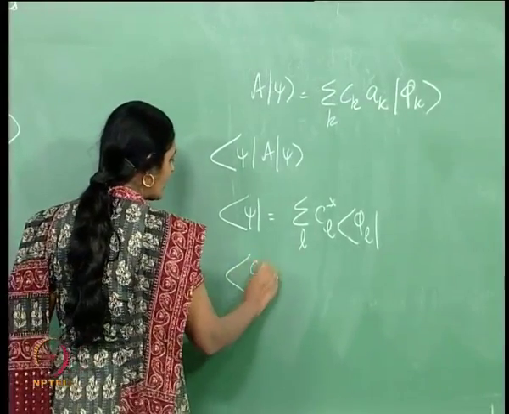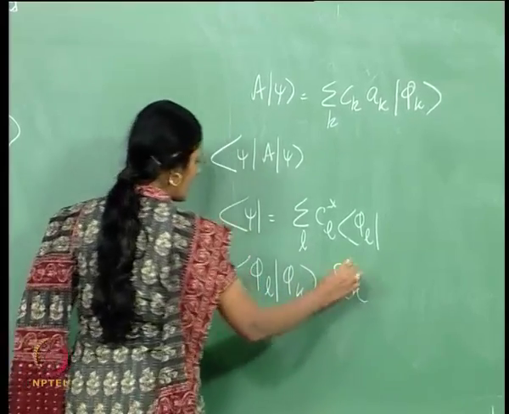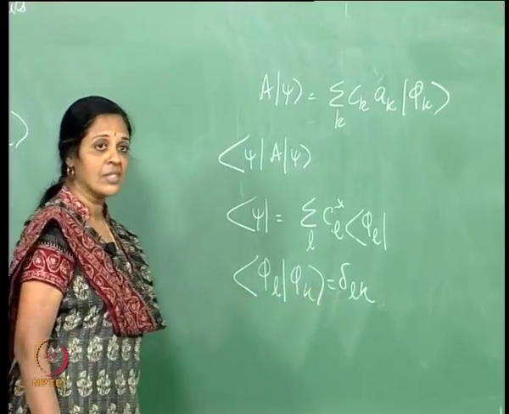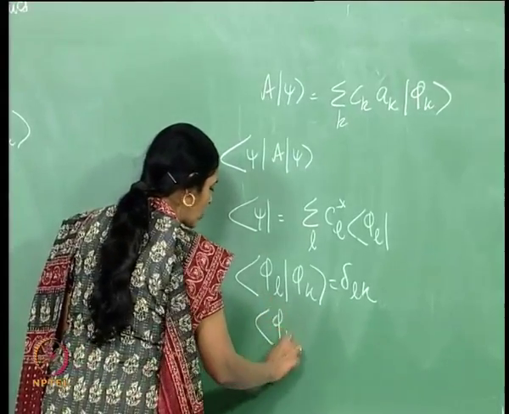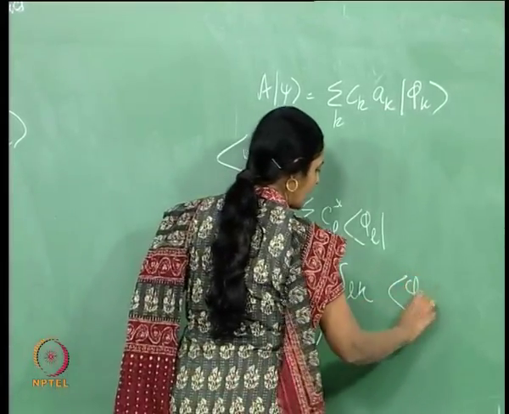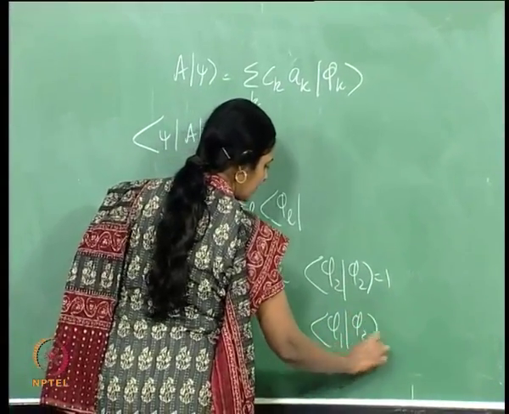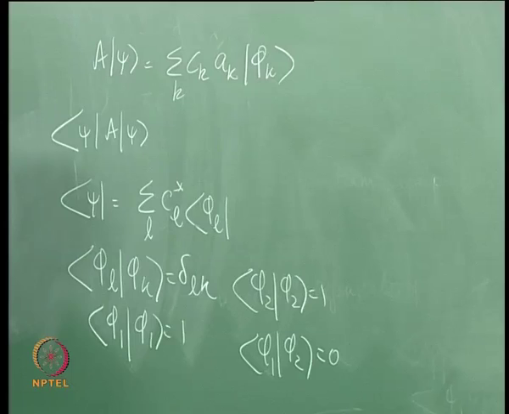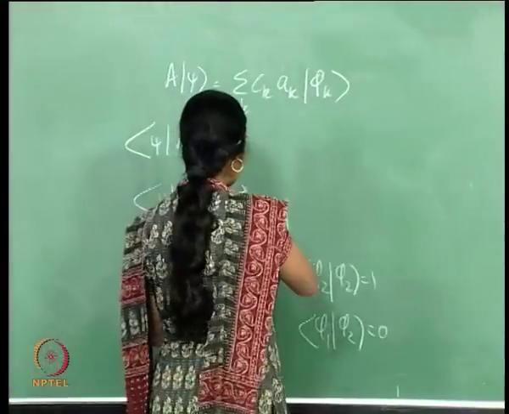I need to use the fact that this is an orthonormal basis. I can write the orthonormality condition as phi L phi K inner product is delta L K, where delta L K is a Kronecker delta. It means that when L is equal to K, say L is equal to 1, the answer is 1. Similarly, when L is equal to 2, the answer is 1, and so on. But if L and K are different, the answer is 0.